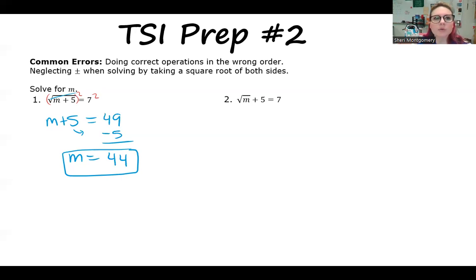The next one, we're going to solve it. For this one, we have to take care of addition and subtraction first. So we need to subtract 5. We've got 7 minus 5, 2. And to get rid of that square root again, we have to square both sides. That gets rid of the square root on this side, so I just have m. And then what's 2 times 2? 4.